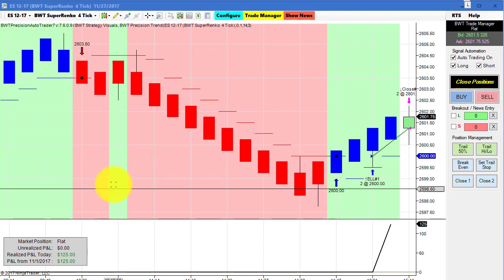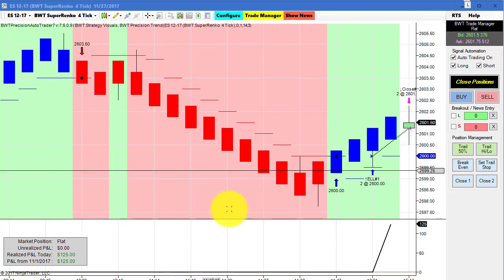Okay, very modest gain on the Super Renko 4 tick with the other time frame background, and this did 125 for the day. I'm only showing this because it's been so consistent. There's a number of other charts that have some small profits, like $100 or so. I'm not going to bother showing them because the video has been quite long.